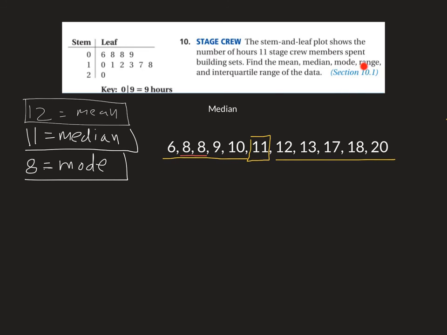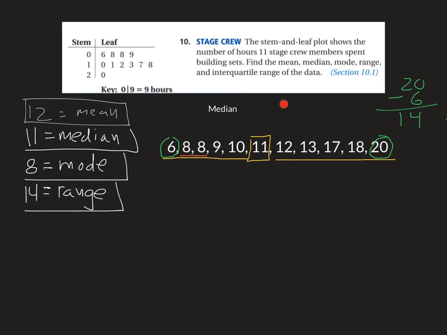Next we're going to try to find the range. How many units or how many numbers does this data set span here? Our smallest number, our least number, is 6, and our greatest number is 20. So we simply say 20 minus 6, and this gives us our range of 14. So 14 is the range.